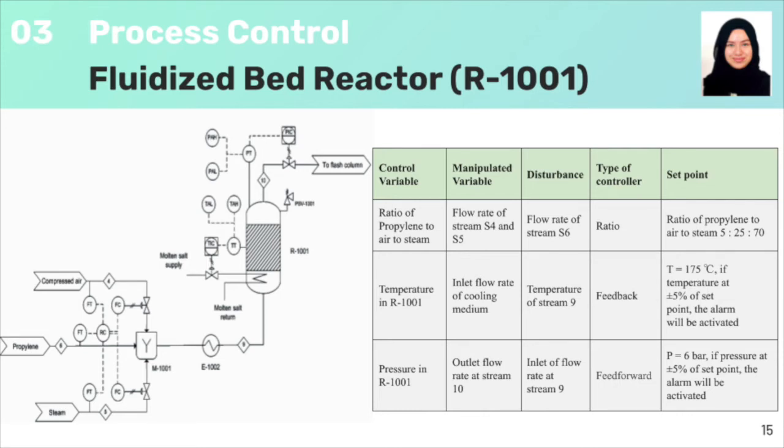Therefore, the flow rate of molten salt as cooling medium is adjusted to achieve the desired temperature. A pressure controller and alarm are also installed, where the flow rate at the outlet stream will be adjusted if the set point is not achieved. As the last line of safety measure, a pressure safety valve is installed at the reactor to avoid over-pressurization or vessel rupture.